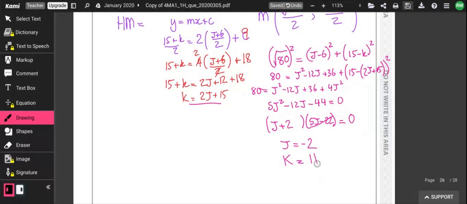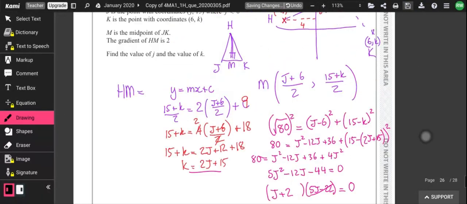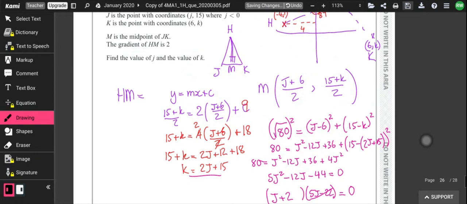Okay, so a very in-depth question there to finish off with. I hope that was useful to you, and that you can use this to help you with your revision.